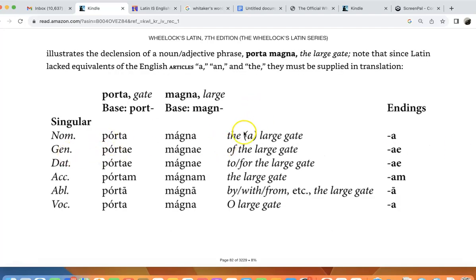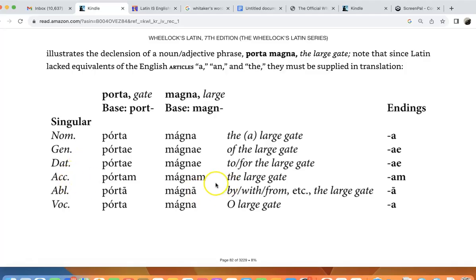Here's the genitive. Oftentimes, especially in spoken English, we'll use the apostrophe. But I want to suggest that it's going to be more effective in Latin to use more formal English and use "of," indicating possessive for the Latin. So there's our ae, of the large gate. But then we have the dative, which is the indirect object, generally to or for whom something is done. So to or for whom something is done.